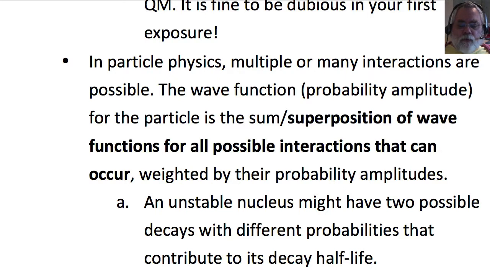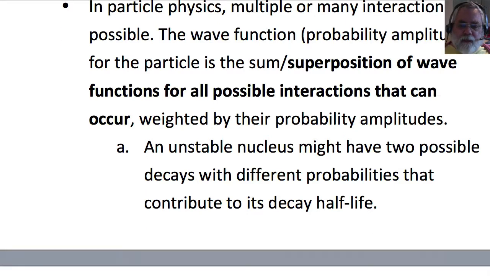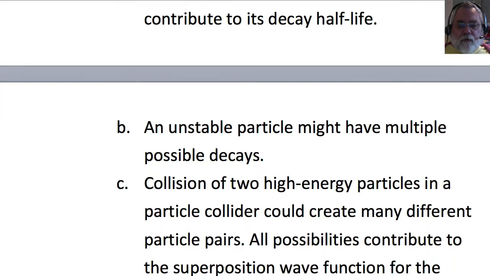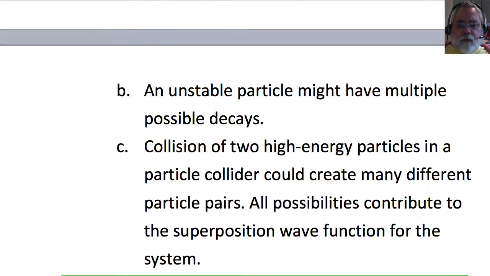An unstable nucleus might have two possible decays with different probabilities that contribute to its decay half-life. An unstable particle might have multiple possible decays. Collision of two high-energy particles in a particle collider could create many different particle pairs. All possibilities contribute to the superposition wave function for the system.